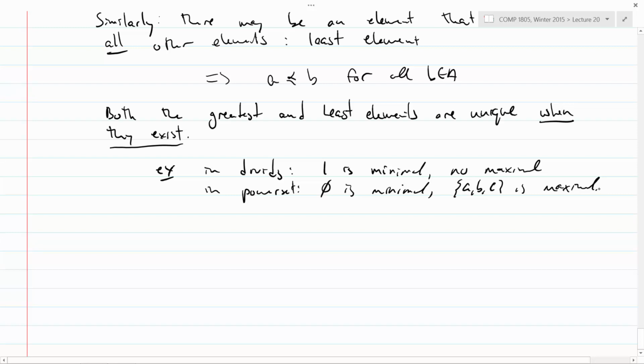There's some more notation that we can also use, and this is when you want to look at minimal and maximal, but only in one part of the poset.